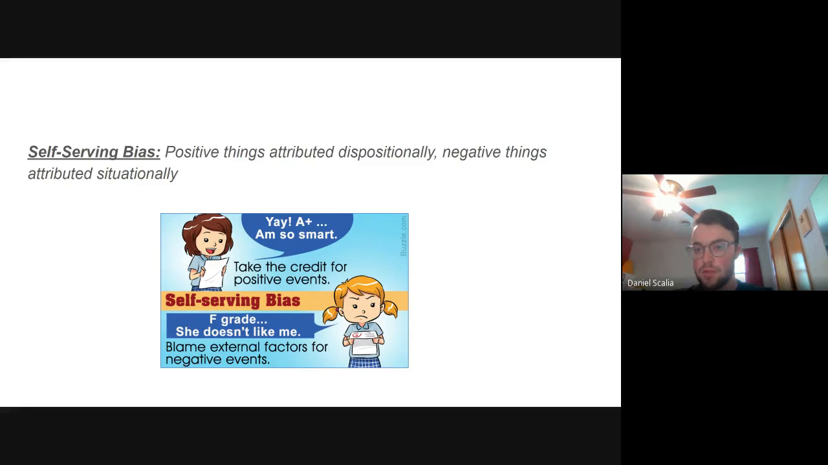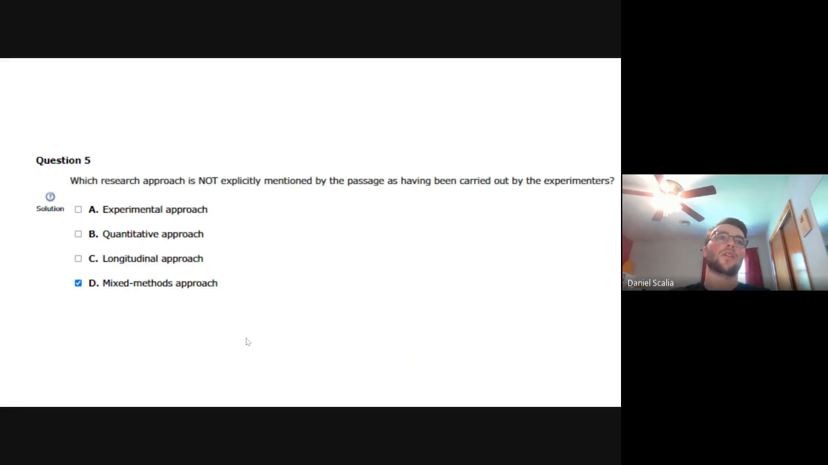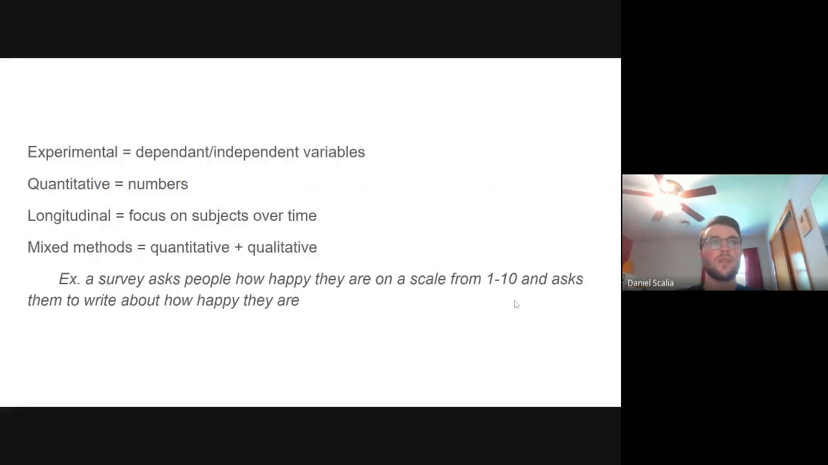So we'll go on to question 5. If anybody got an answer to question 5, this is basically talking about different studies, like what kind of study was not present in passage 1. Yes, D is correct. So basically, again, you have to know what these different terms mean.